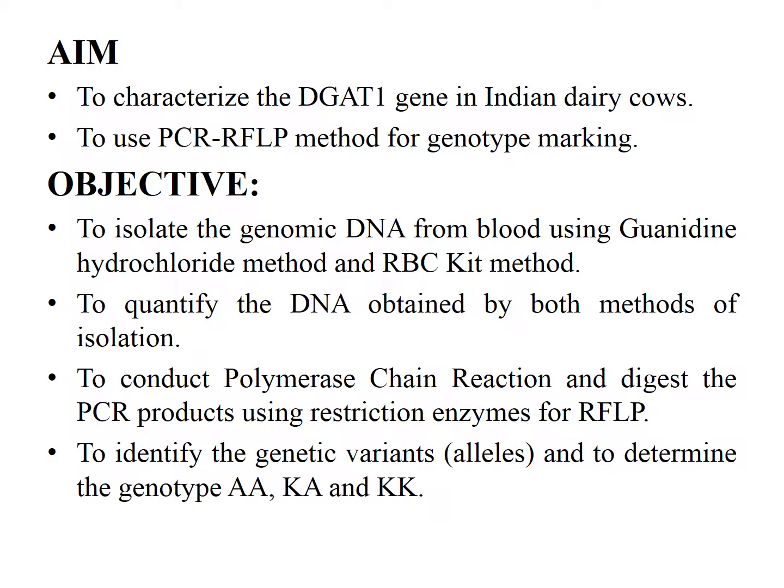Aim: to characterize the dgat1 gene in Indian dairy cows and to use the PCR-RFLP method for genotyping. Objectives: to isolate the genomic DNA from blood using the guanidine hydrochloride method and the RBC kit method; to quantify the DNA obtained by both methods of isolation; to conduct polymerase chain reaction and digest the PCR products using restriction enzymes for RFLP; to identify the genetic variants, that is alleles, and to determine the genotypes AA, KA, and KK.